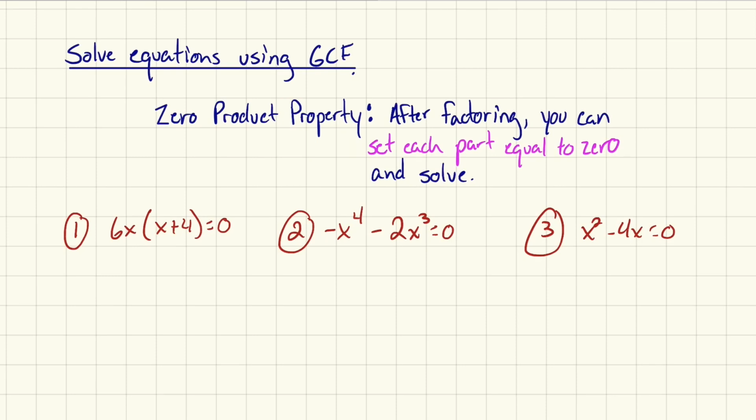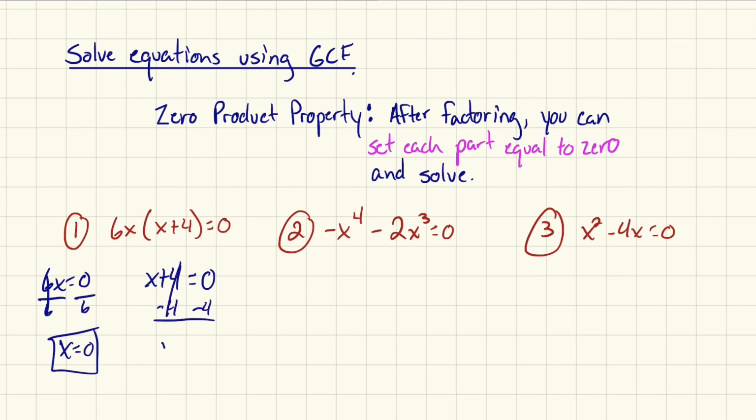So according to the zero product property, all we have to do is take the 6x and set it equal to 0. Then we take the inside piece, which is x plus 4, and set that equal to 0 too. Now we have two small problems, and all we have to do is solve those. So x is equal to 0 in the first part, subtract 4 over here, and x is equal to negative 4 in the second part. So our answer for number 1 is that x equals 0 and x equals negative 4. Both of those answers are acceptable, and we get that by using the zero product property.